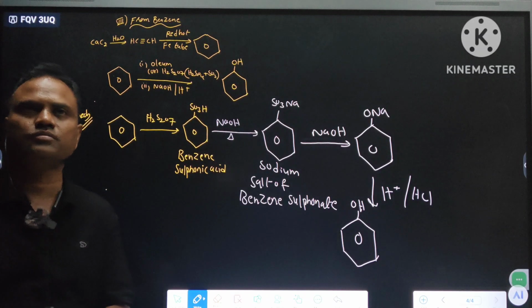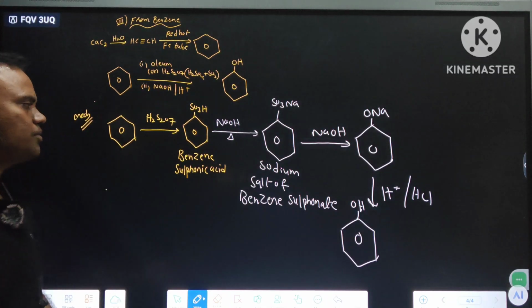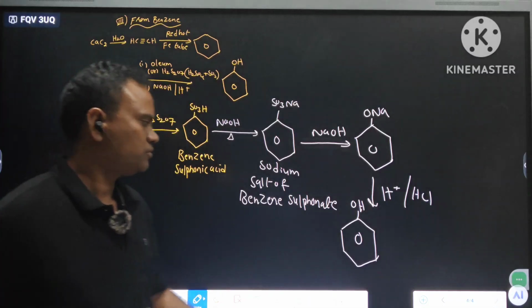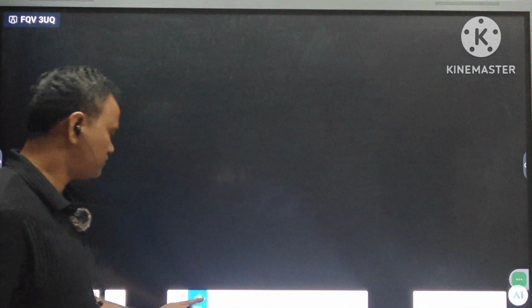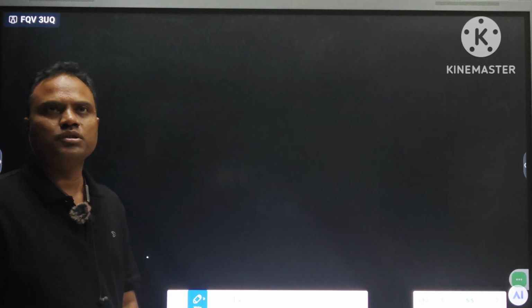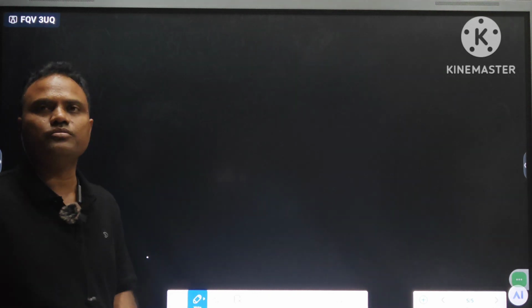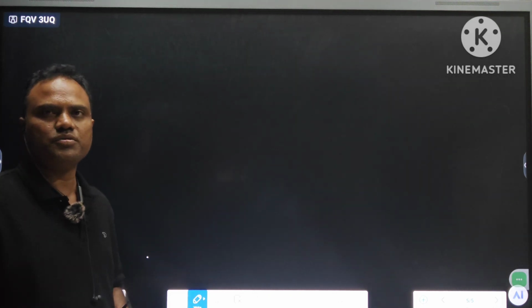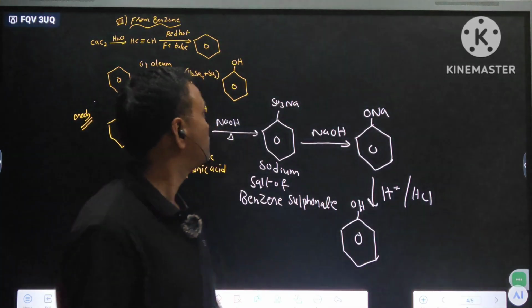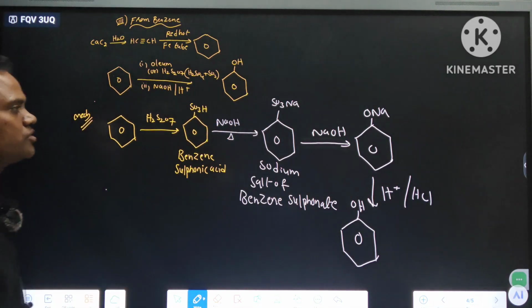Completed? Completed. Shall we go to next slide? Total how many preparations are given to you? 7 preparation methods for phenol. Correct only, na? Last one is 7th one only. 7 preparation methods.